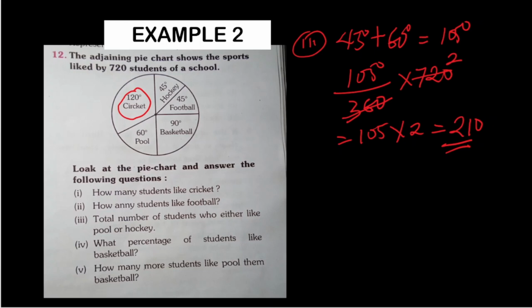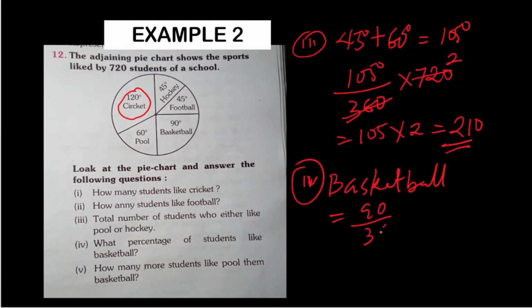So let's move to question 4 now. If you look at question 4 here, what percent of students like basketball? And this one is in percentage. Please take note of this. It's very important you take note of this. This one is in percent. Don't make the mistake. Where's basketball? That is 90 degrees. For basketball, they don't ask you to find the number of students that like basketball, so we are not going to follow this process. That's going to be 90 out of 360. Because it's percentage, multiply by 100.